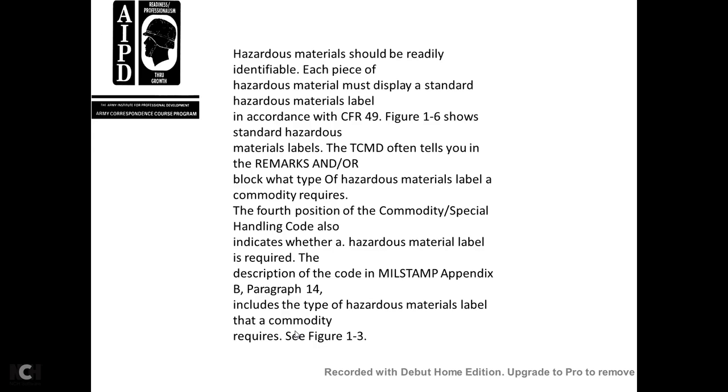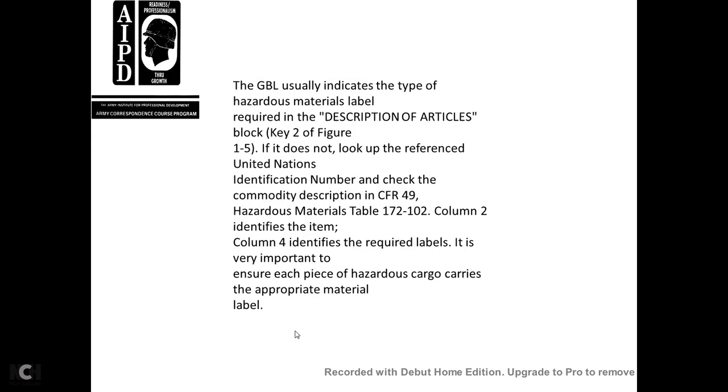The fourth position of the commodity special handling cargo code indicates whether the hazard material label is required. The description of the code in Appendix B, paragraph 14, includes the type of the hazard material label the commodity requires, in Figures 1-3. The government bill of lading usually indicates the type of hazard label required in the description of articles block.